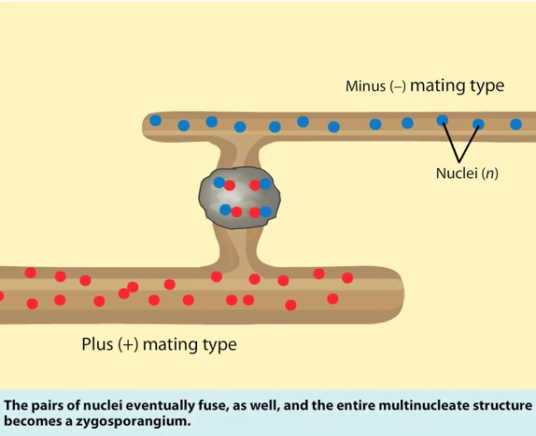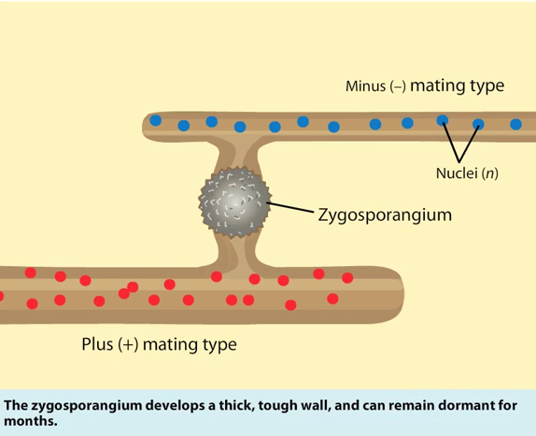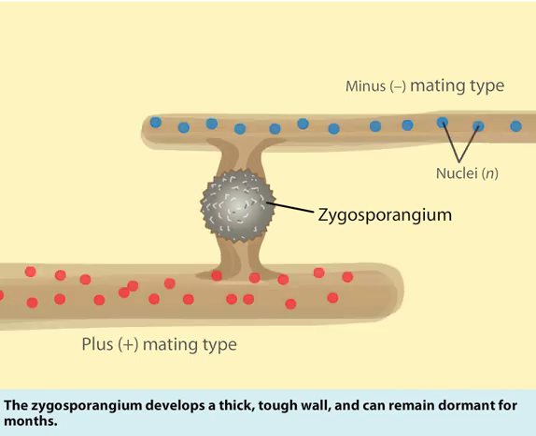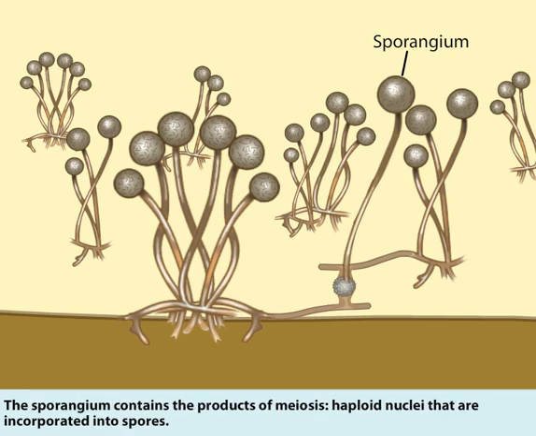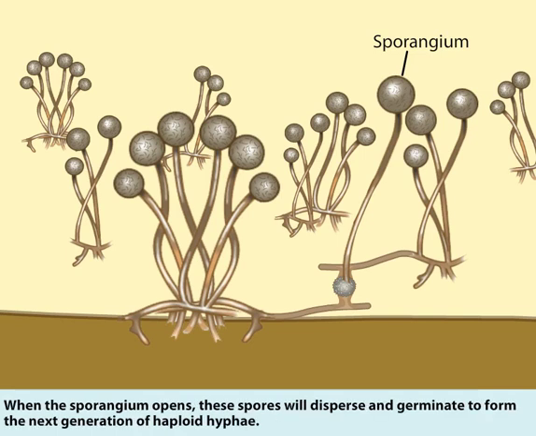The pairs of nuclei eventually fuse as well, and the entire multinucleate structure becomes a zygosporangium. The zygosporangium develops a thick, tough wall and can remain dormant for months. The diploid nuclei within the zygosporangium then undergo meiosis, and a sporangium sprouts. The sporangium contains the products of meiosis, haploid nuclei that are incorporated into spores. When the sporangium opens, these spores will disperse and germinate to form the next generation of haploid hyphae.